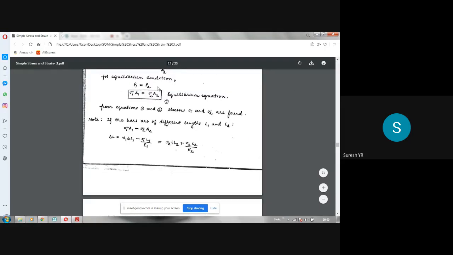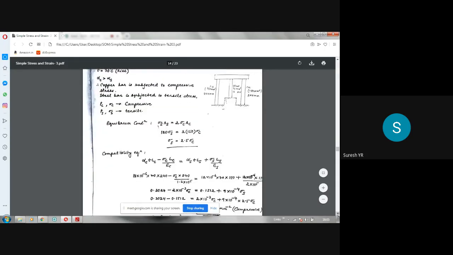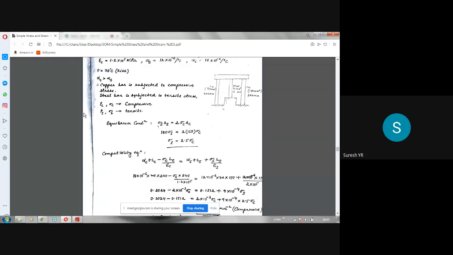So P1 is equal to P2, then this one. Because the lengths are different here, we have to use this one, in terms of L1, L2. But here, if you observe, there are three bars, two copper bars and one steel bar. So in the copper bar, you have got PC force. In the steel bar, you have got PS force induced. So in the entire system, whatever total compressive force is going to develop, that should be equal to the total tensile force that is going to develop.